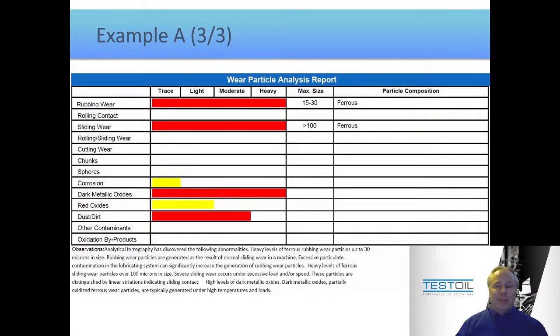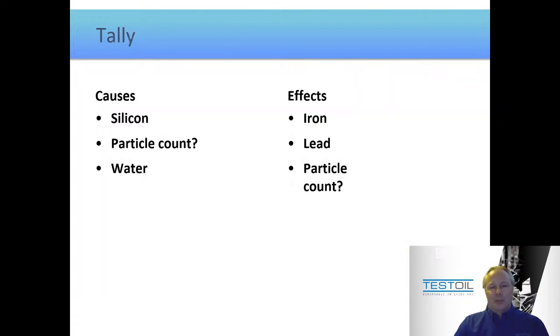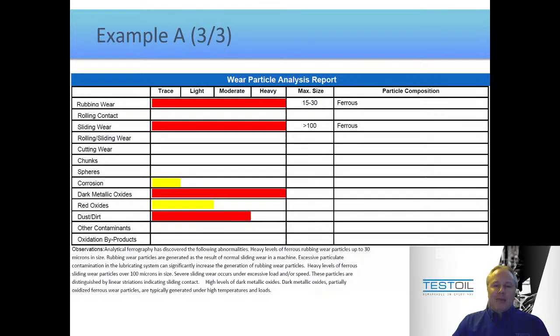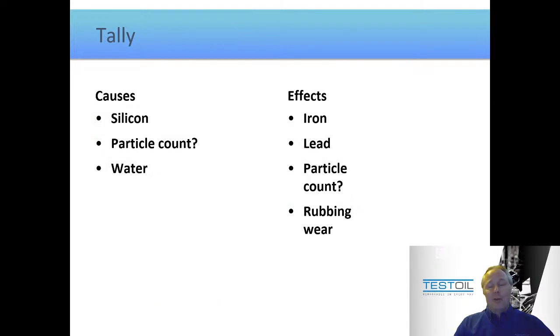So the first one that we see that's too high, well, rubbing wear. In rubbing wear, the particles are quite large. They're bigger than clearances. So is rubbing wear a cause or effect? Well, if we're keeping track, just an effect. Next one on the list, you're going to see is sliding wear. So sliding wear is also very high, and the particles are even larger. So sliding wear is definitely an abnormal value here. Again, if we're keeping track, where do we put it? Well, sliding wear is also just an effect.